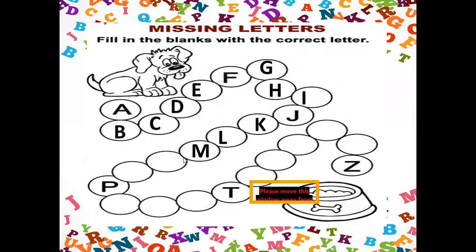The next letter after M is N. Now, what will come after N? What is the next letter after N? The next letter after N is O. Well done. Now you have filled the missing letters from A to P correctly.